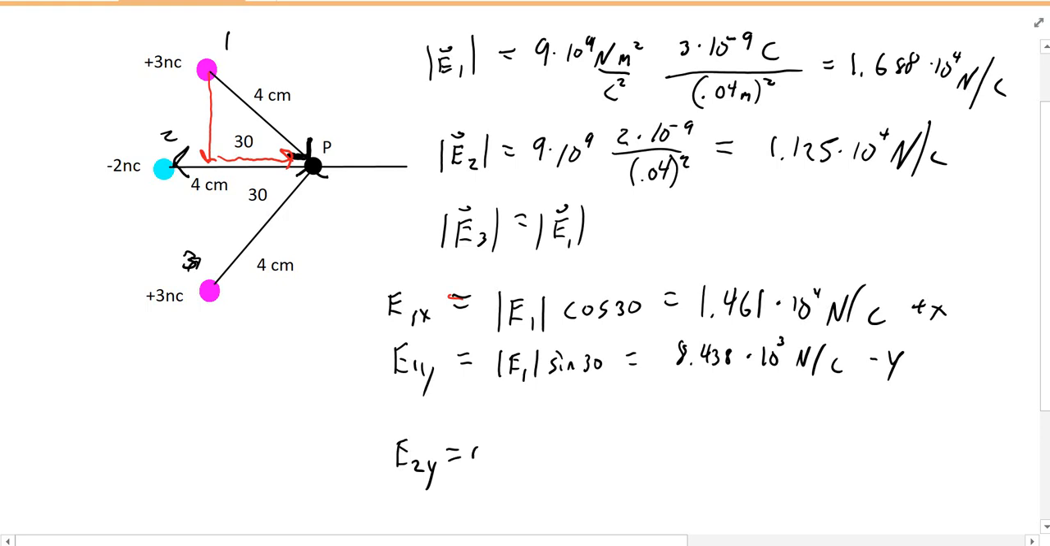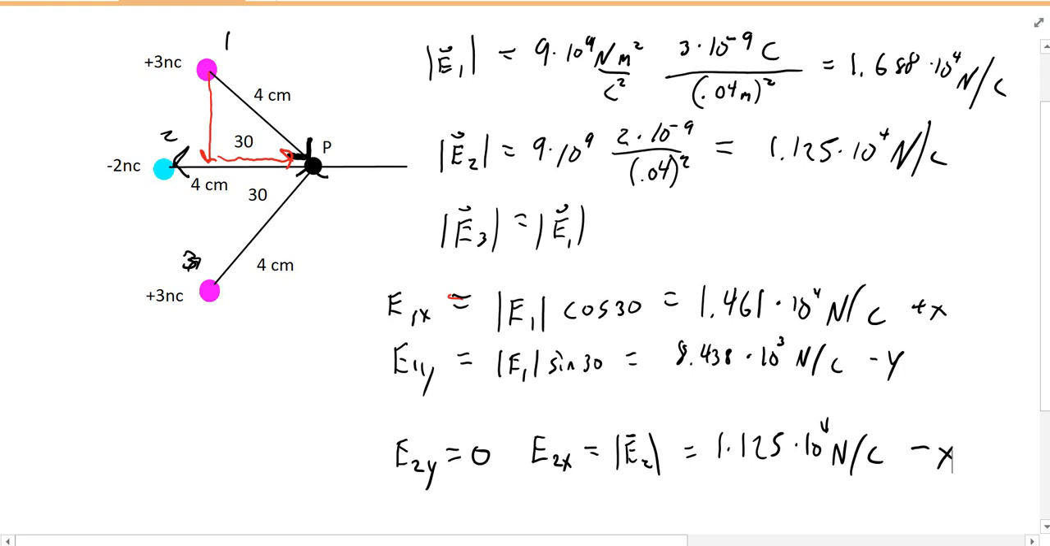E2y equals 0, and the x component is just the magnitude of the whole thing. It is all an x component. E2x is the same as the magnitude of E2, and we found it to be 1.125 times 10 to the 4th newtons per coulomb, and that was in the negative x direction.